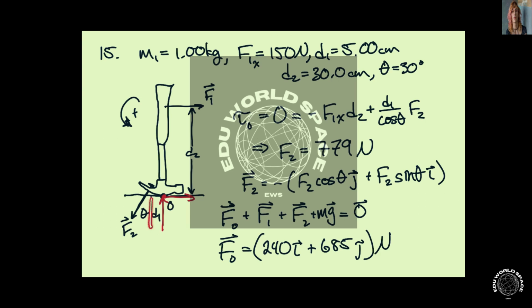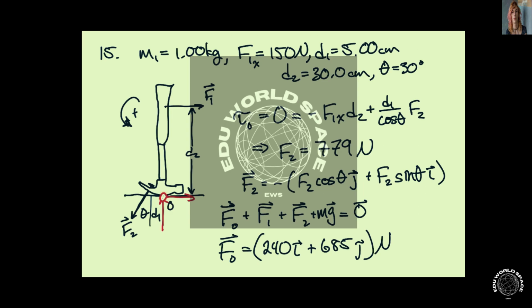And then they give us this distance here to be 5 centimeters, and I take that to be the horizontal distance between where the nail is touching the hammer and the point where the hammer is touching the board.